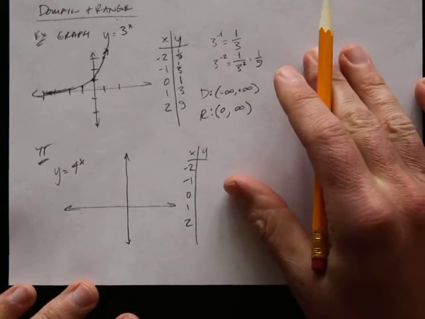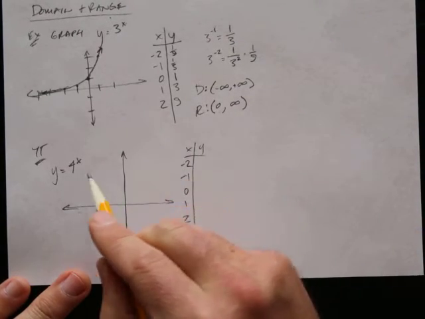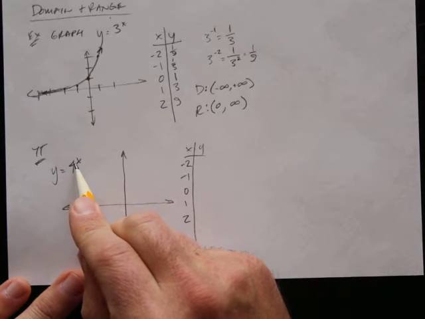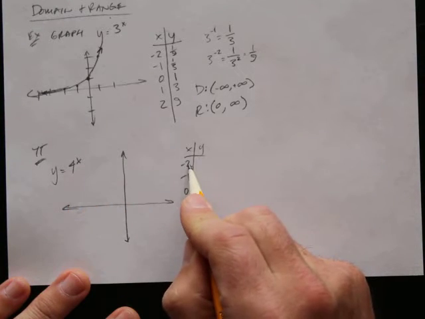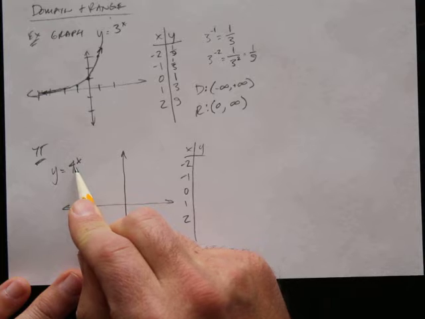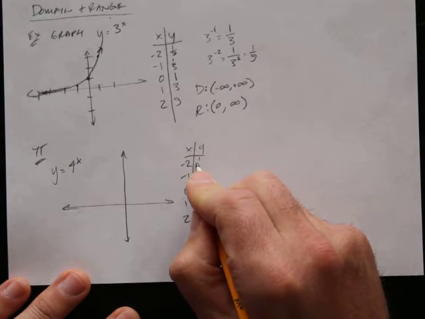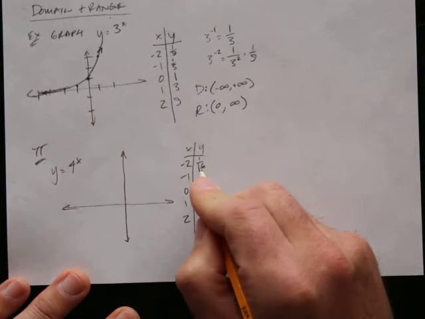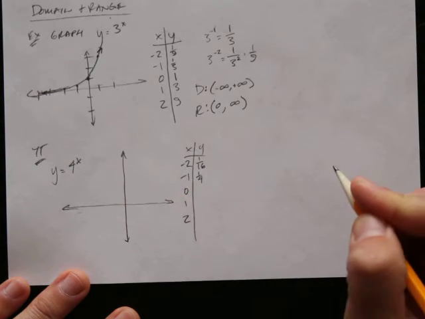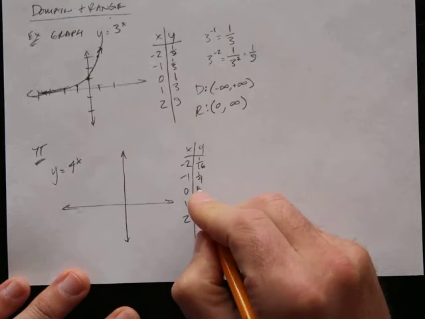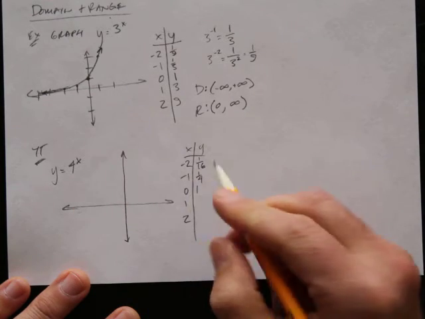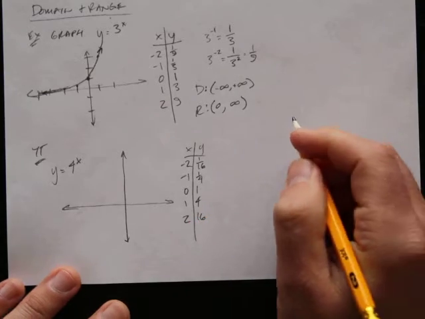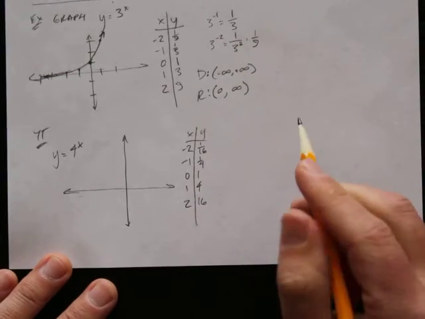All right, let's check out how you did. When I plug in -2, then I get 1 over 4 squared. So 1 over 4 squared is 1 over 16. I plug in -1, I get 1 over 4. I plug in 0, I get 1. I plug in 1, I get 4. When I plug in 2, I get 16. All right, those are my points. Now I just need to plug those in.